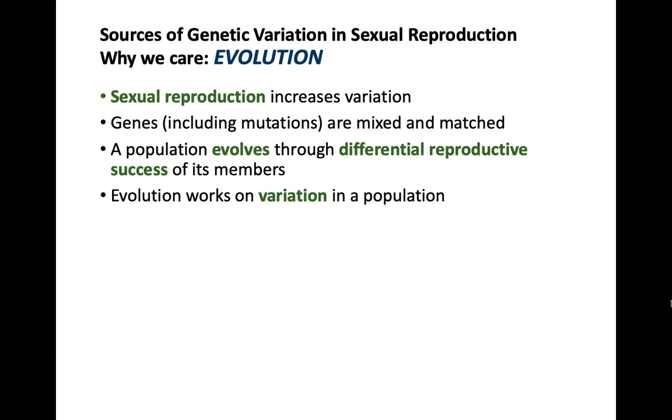Evolution can only work if there's existing variation in a population. So if a population has no variation or doesn't have variation that allows it to survive, then it's not going to survive for the next generation, or it's not going to be very successful. So keep all of these things in mind for when we get to our evolution unit, because we're going to come back to this quite often.